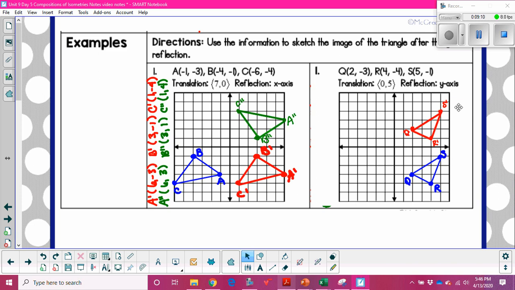Okay, so now what we have to do is we have to reflect it. And this time we're reflecting it in the y-axis. Okay, so we're going to flip it over here. You're going to end up over here in quadrant 2. Okay, so the first one we're going to move is point Q. So you're 2 units away from the line of reflection, so you'll be 2 units away over here. So Q double prime is going to be at -2, 2.